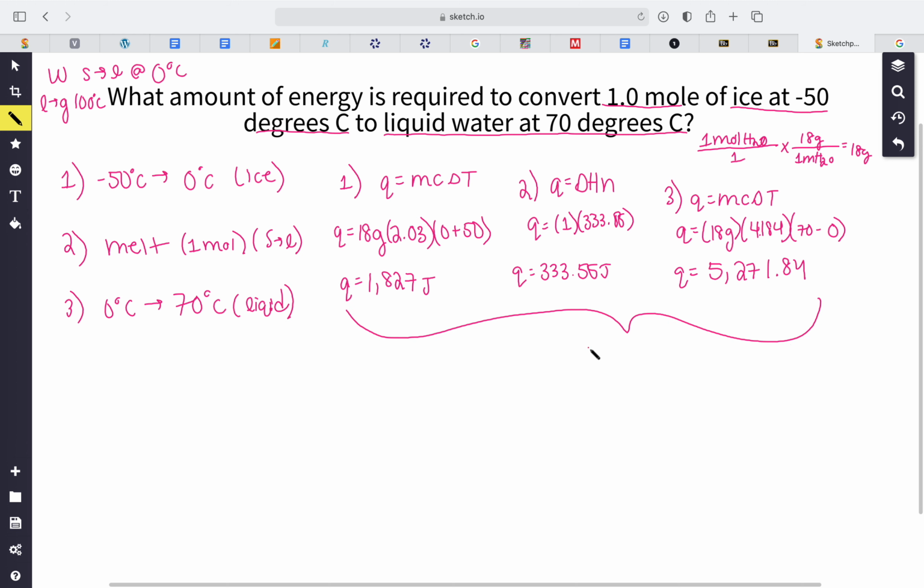Okay, and now what I'm going to do is add all of these together. And I got 7,432.39. Now let's bring that into sig figs. This is also in joules, so I'm going to convert it to kilojoules. So I'm going to go to 2 sig figs, 7.4 kilojoules, and that will be your answer.